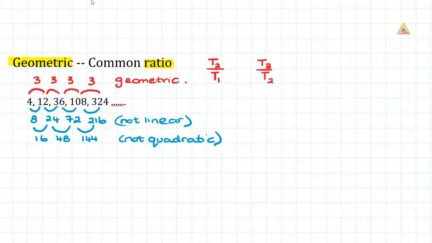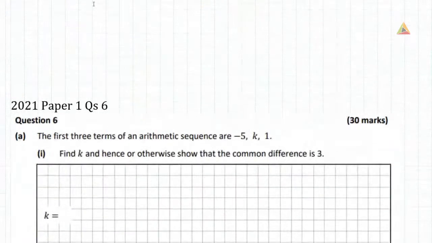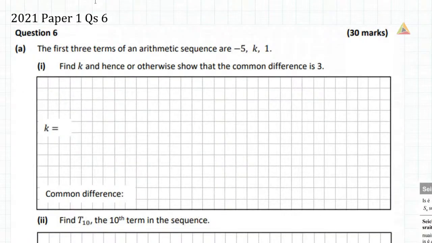Okay, so now that we have an idea of what our sequences look like, we're going to have a look at a couple of questions from the papers. So the first question that we're going to look at today is 2021 Paper 1, Question 6.